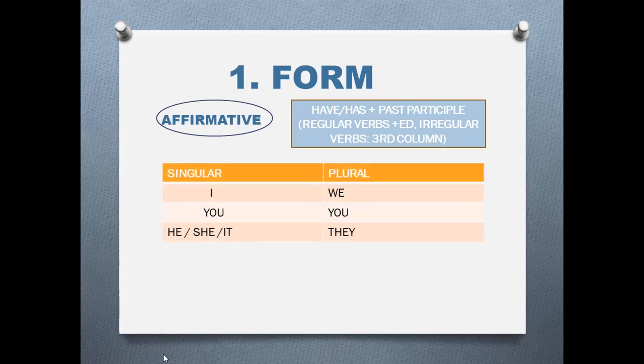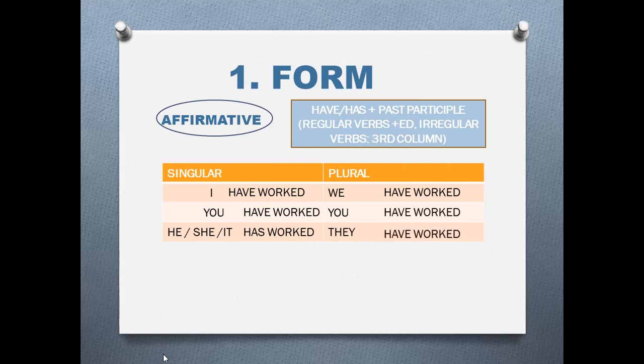Okay, so regarding the affirmative form of the present perfect, as we always work with the verb to work, we will see it in the present perfect form. So for I, it will be have worked. For you, have worked. And then for the third person singular, we will have a change to has worked. Then for all the plural forms, we will have worked for all of them. We have worked, you have worked, they have worked.